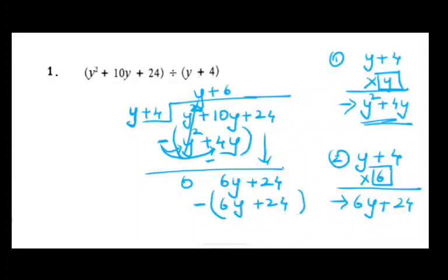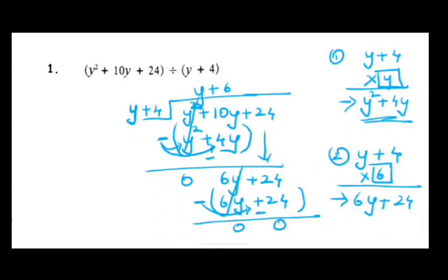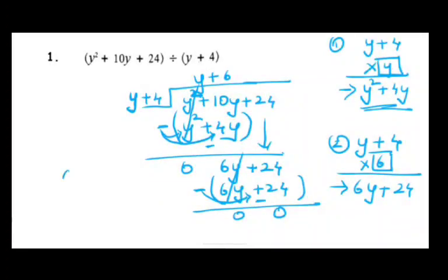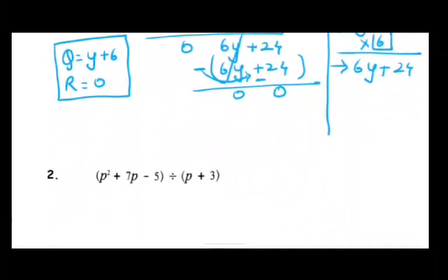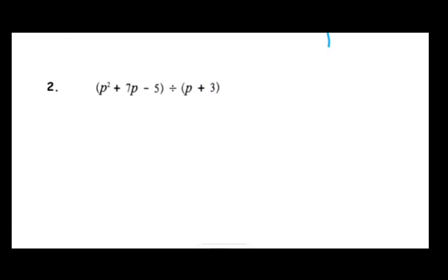A negative sign attached. Minus 6y and plus 6y get eliminated. This minus sign goes to 24 as well. 24 minus 24 makes it a 0 again. Alright, so my quotient is y plus 6. My remainder is 0. And that part is my working. Let's move on to the next sum.